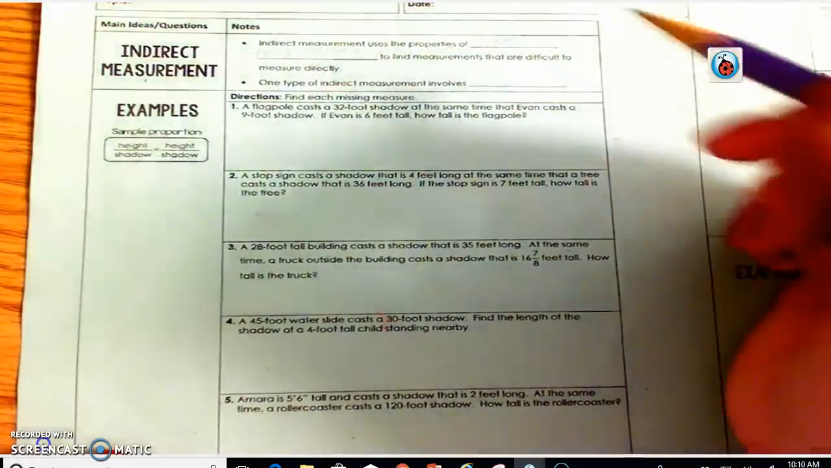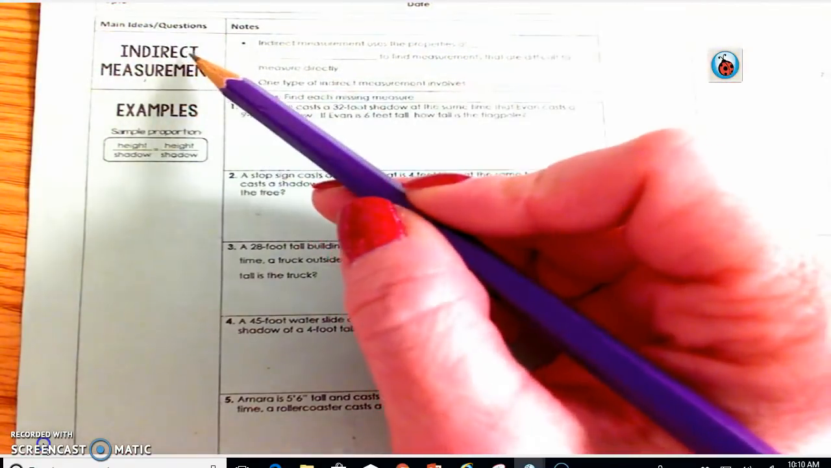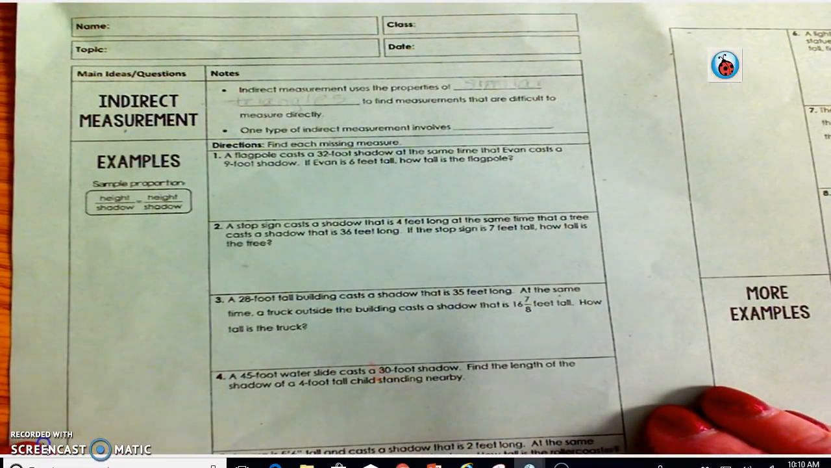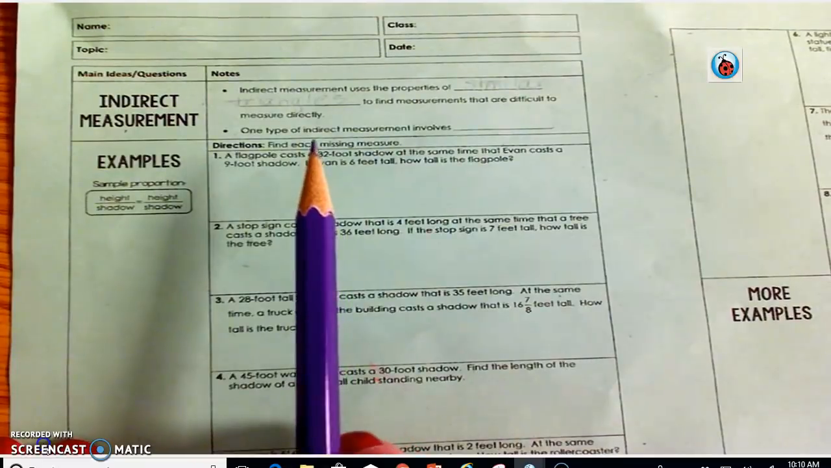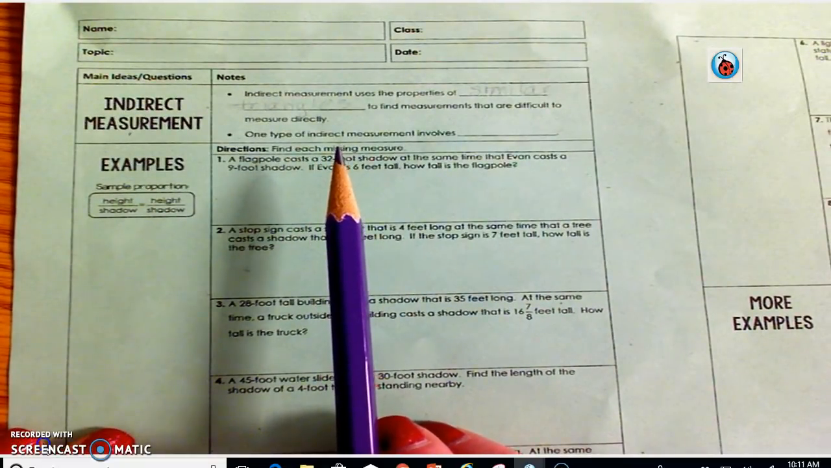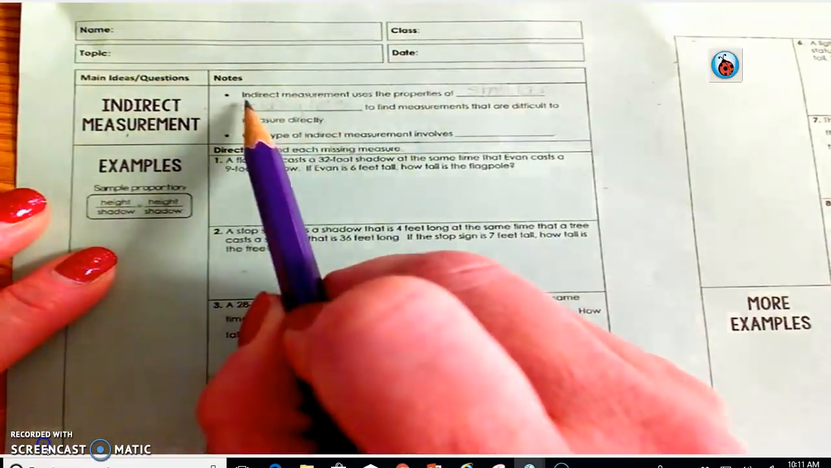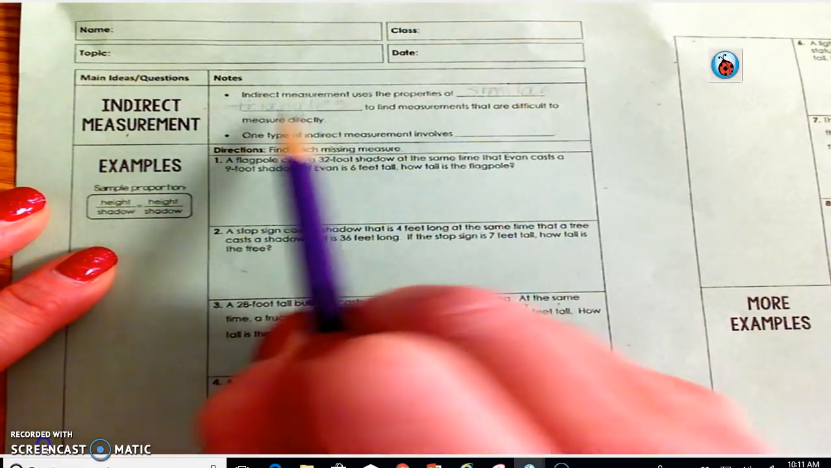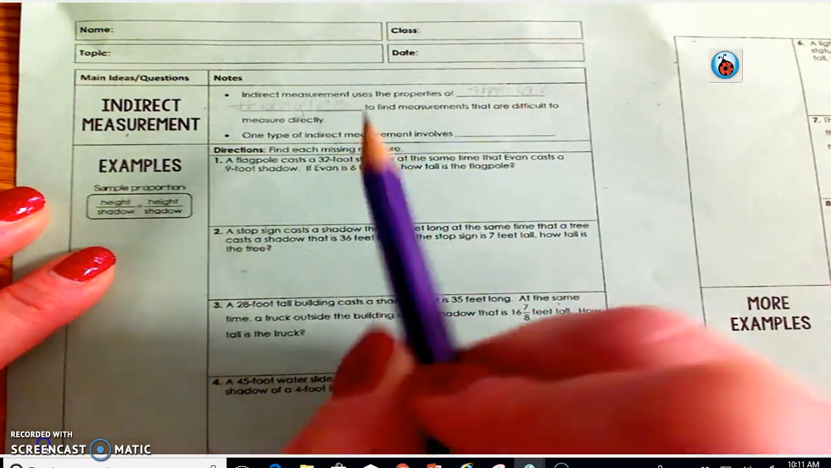We are going to talk about indirect measurement. That is one of your vocabulary words, but we're also going to look at how to solve these. And you're going to find that you already know how to do these once we start. But let's fill in the blanks, and be sure to write down everything I write down, as well as the examples.